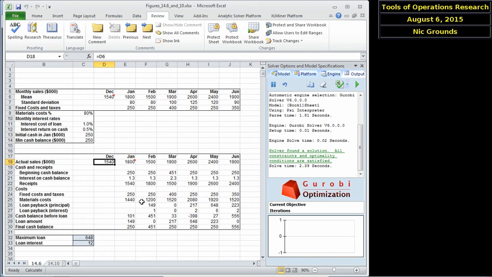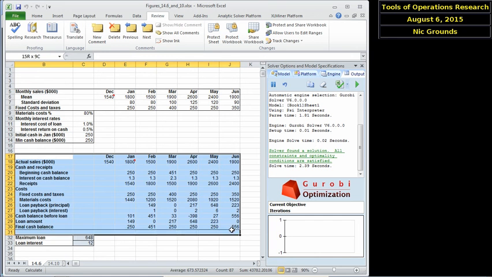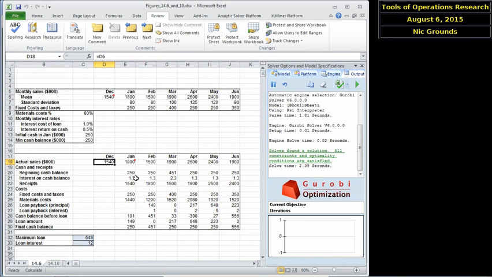Okay, so here's what we have. So this up here defines sort of the parameters for our model. Down here is going to be sort of our real model, the calculations involved. So we sell 1.54 million in December, which means in January, the receipts, the cash that comes in from last month's sales, is $1.54 million. If we think we're going to sell 1.8 million, so right now we just have this value set equal to the mean, equal to the expected value.